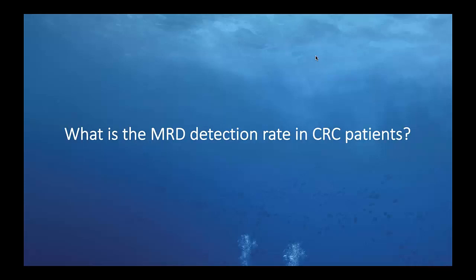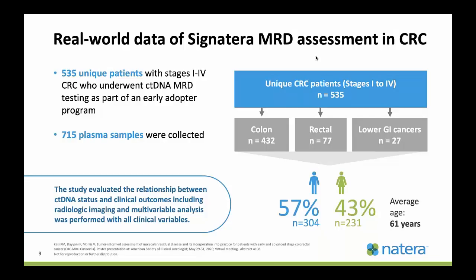Signatera MRD positivity rates should reflect these expected relapse rates. So in this study, 715 samples from 535 unique patients were collected and tested as part of an early adopter program. The large majority had colon cancer, 432, followed by 77 patients who had rectal cancer and 27 who had lower GI cancers, such as appendiceal and small bowel cancer. 57% of these patients were male, and the average age of the cohort was 61 years old.